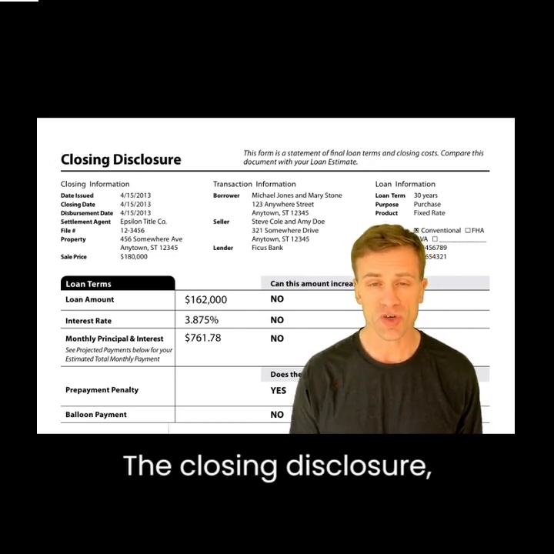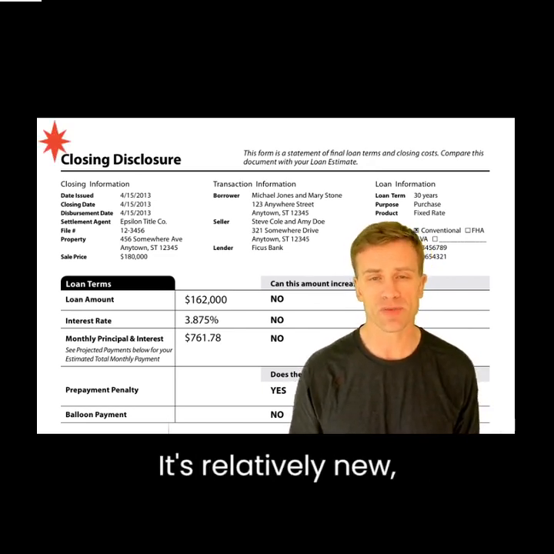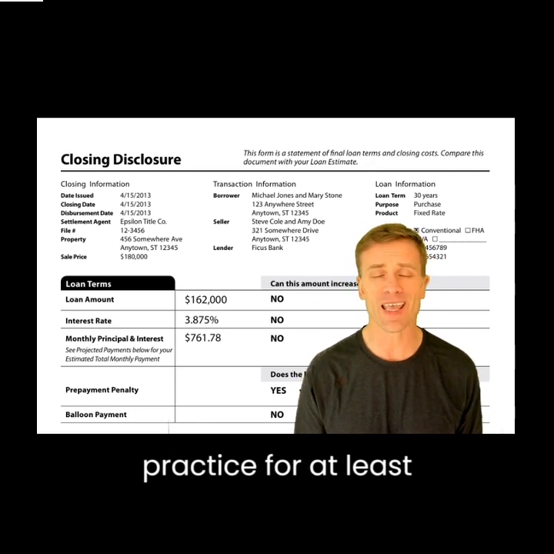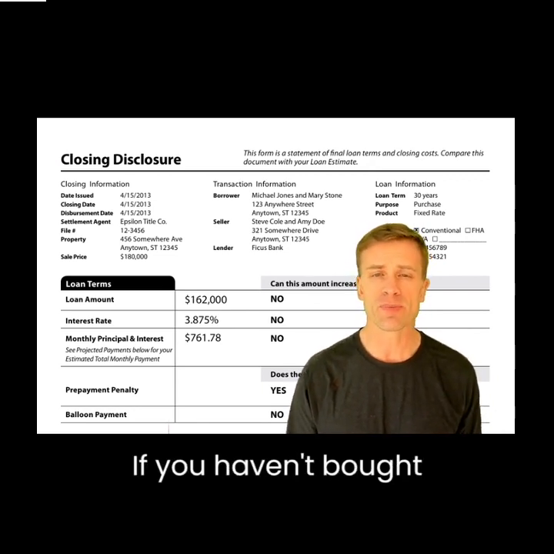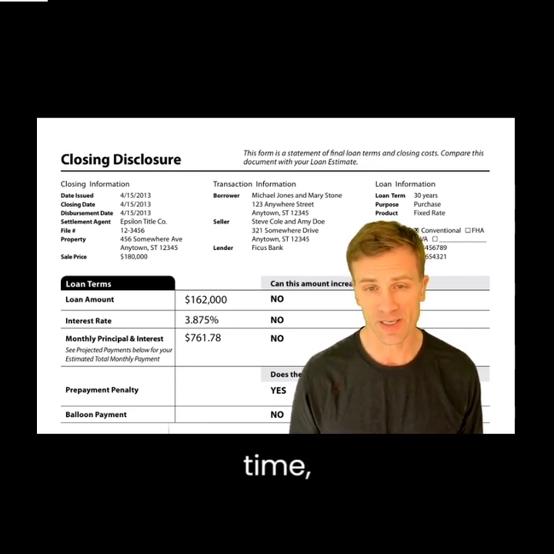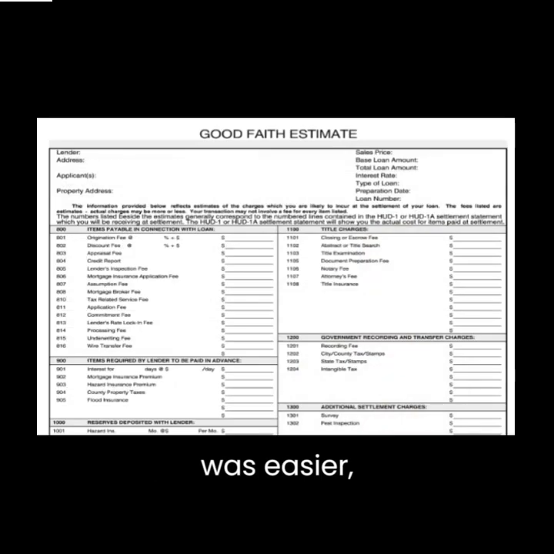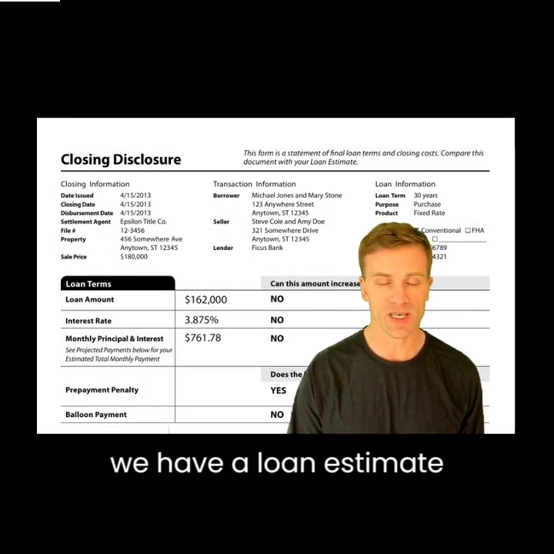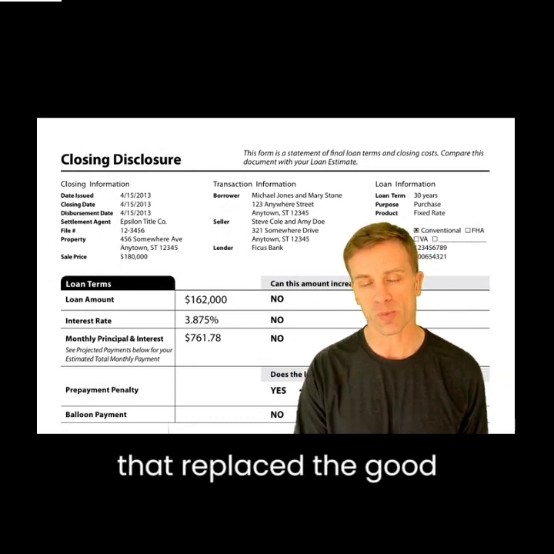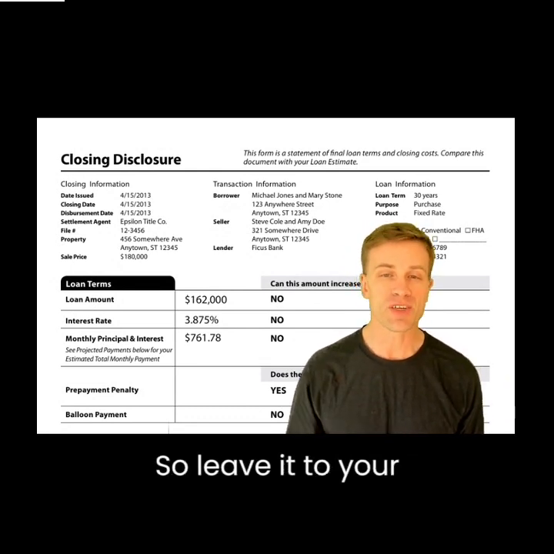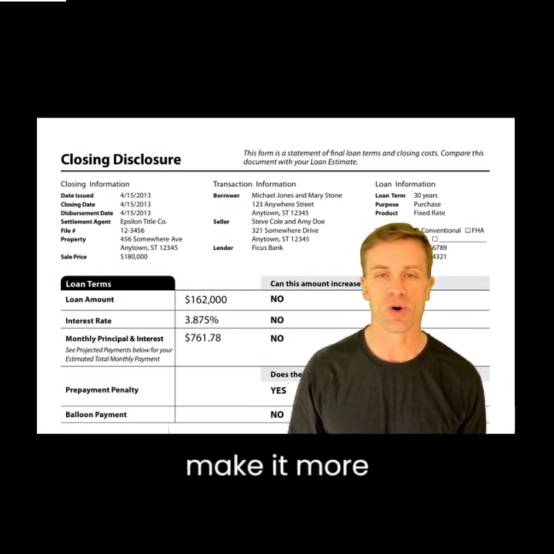The closing disclosure, aka the CD, it's relatively new, but I think it's been in practice for at least 8 years now. If you haven't bought anything in 10 years' time, it replaced the good old faith estimate form, which in my opinion was easier, less of a headache, and static from start to end. Now we have a loan estimate and closing disclosure that replaced the good faith estimate. So leave it to your government to take something simple and make it more complicated.